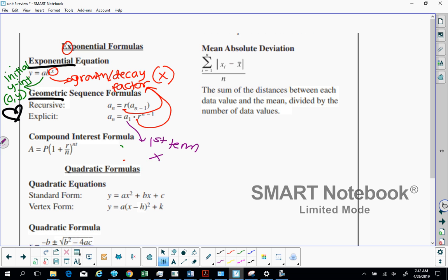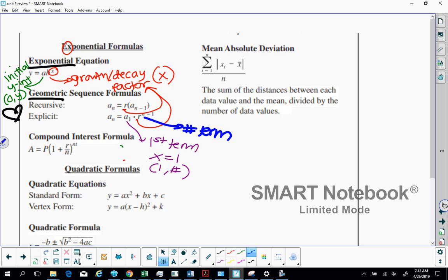It's when x equals 1. So instead of x equaling 0, it's when x equals 1. Your n is the number term you're looking for. So if you're looking for the 1000th term, that's where you put that into n.